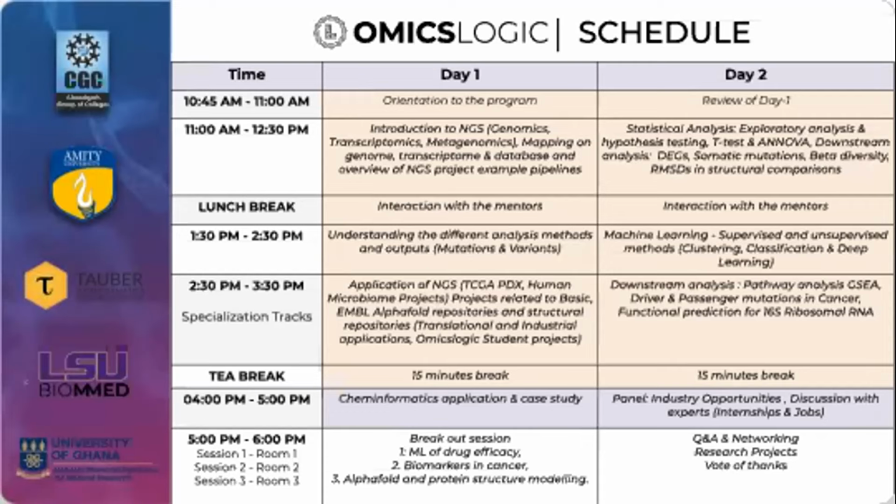On the second day, we will go through the statistical analysis, because all of these technologies produce a table. That table is again like a matrix. It has rows, it has columns, and it is a very big table. So how do you interpret that table? We will apply methodologies and algorithms such as DEGs, understand beta diversity, and learn from the structural perspective as well.